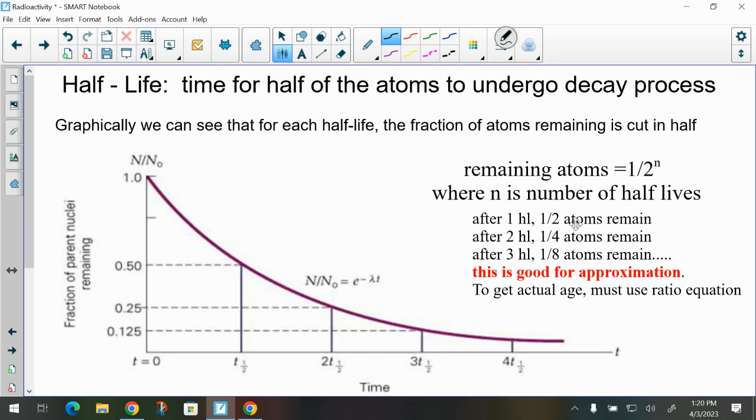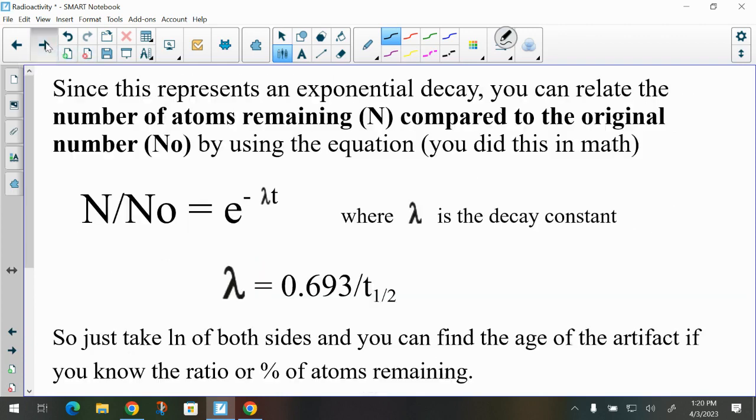After one half-life, I have half the atoms remaining. After two half-lives, I have a quarter of them remaining. After three half-lives, I have an eighth of them remaining. In other words, the number of atoms gets cut in half every half-life. And this is really good for approximation. It's much easier to do it this way than the math way, but both work. The AP is always going to give you numbers that are easy to approximate. I'll show you an example of that.